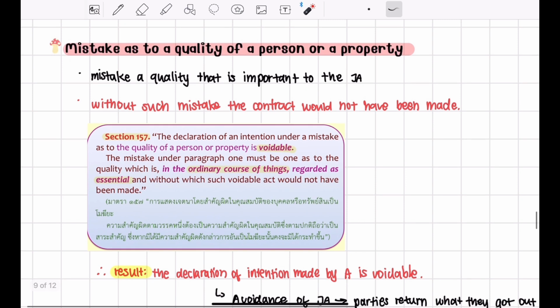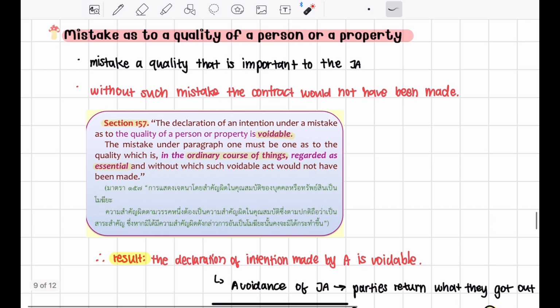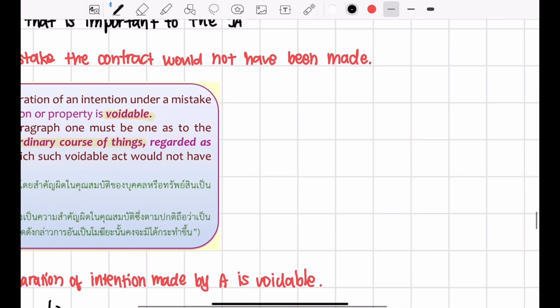The second one is mistake as to a quality of a person or a property. This happens when a party is mistaken about a quality of a person or a property, and it has to be an important quality such that if the party had known of it from the first place, then he would not have made the contract at all. And I will make an example here.